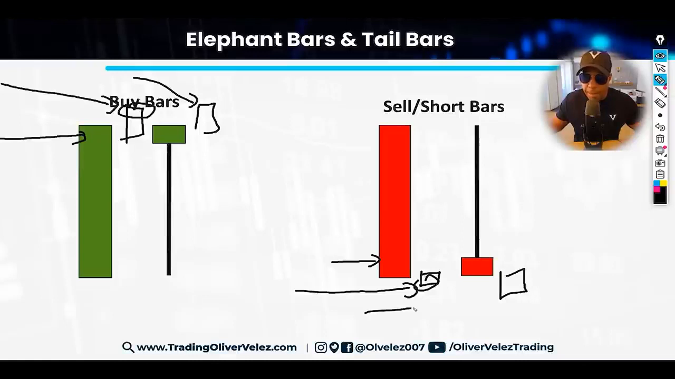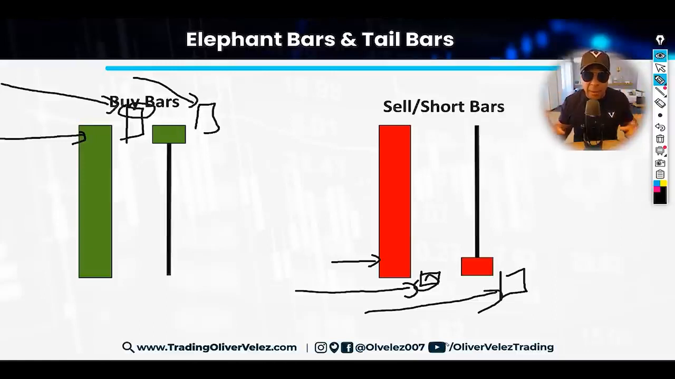Just below it. All right? That's how we play these bars. We buy into the elephant bars, or just above or below. We get into them at the end, or if we miss it, just above or below. And the tail bars, we always do above or below.